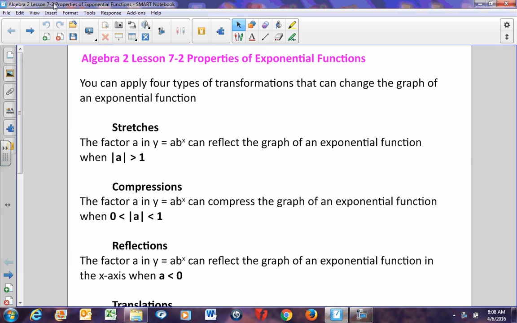This is Algebra 2, Lesson 7-2, Properties of Exponential Functions. You can apply 4 types of transformations that can change the graph of an exponential function. You can apply a stretch.